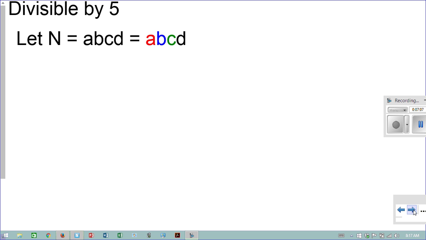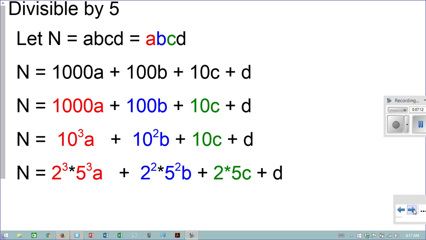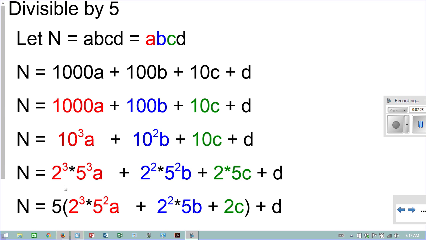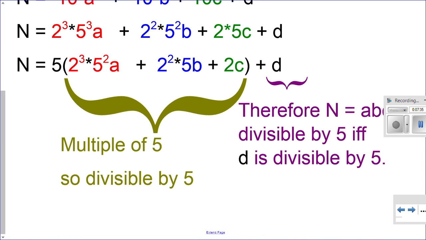Divisibility by 5, we're still going to start out with that expanded form that we were starting out with on most of these problems so far. Now, we're going to go ahead and try to pull a 5 out of as many things as we can. Now, we can pull the 5 out of the colored part here because 5 is a factor of all of these. It's not a factor of the last one. So then we end up getting the same situation we had before, where the first part's a multiple of 5, and so therefore it's divisible by 5.